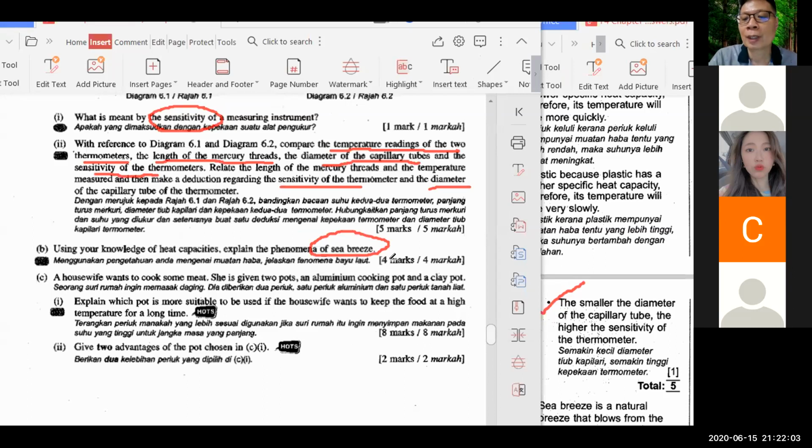Okay, now, before we look at the answer, can you tell me what is sea breeze? Sea breeze is what? Caleb, what is sea breeze? Sea breeze actually is a wind, right? The wind blows from where to where? Sea breeze.